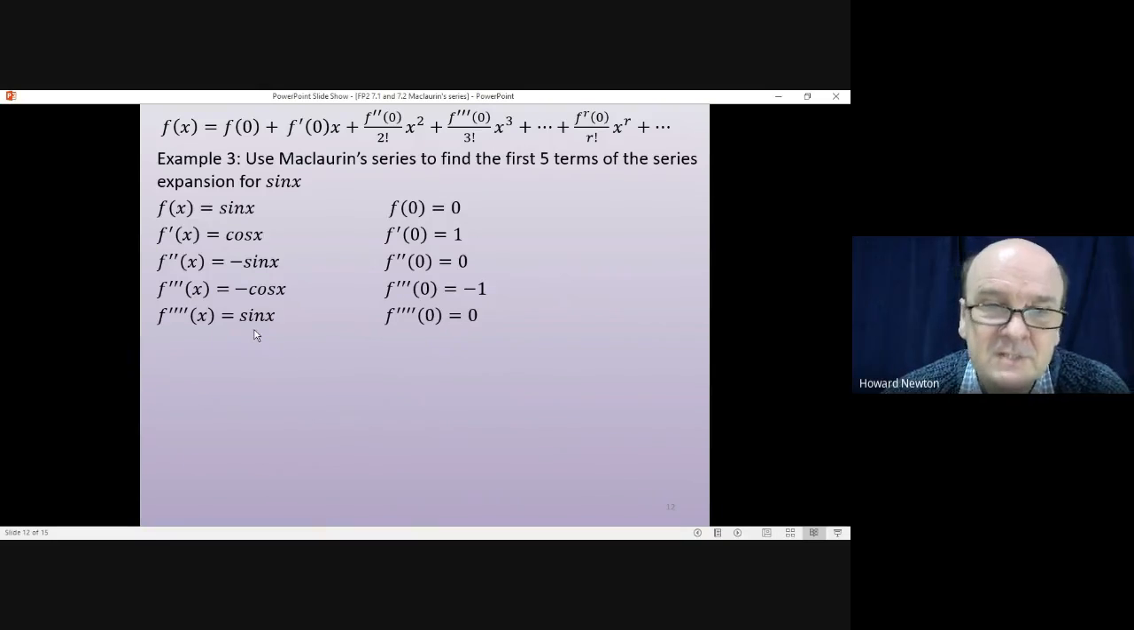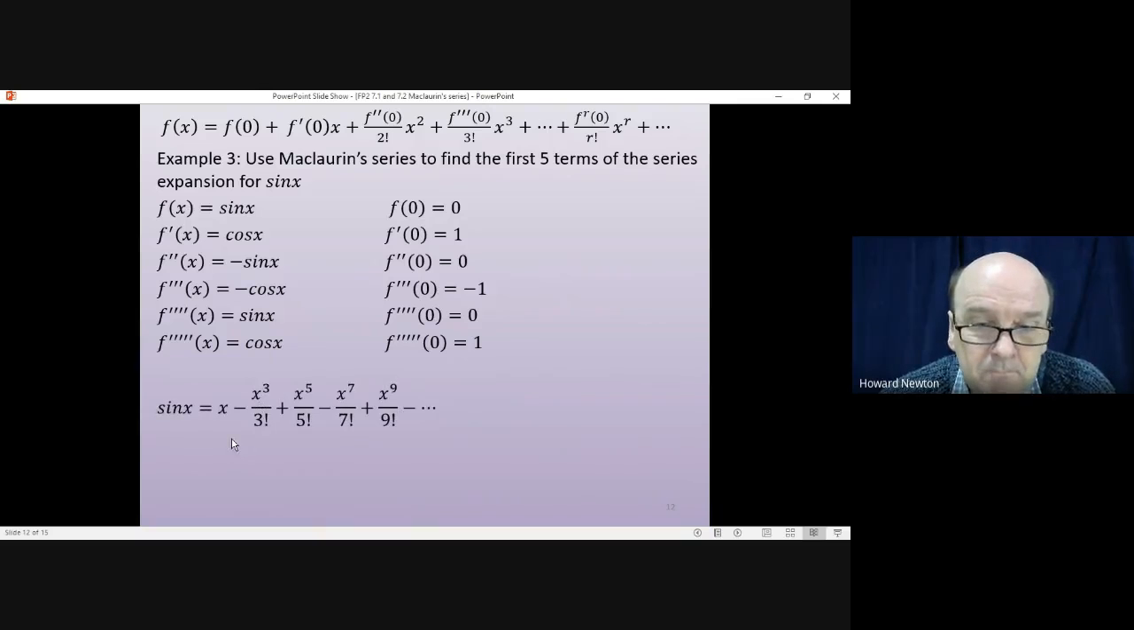The fourth differential is sine x again. I'm back at the beginning. And the fourth differential is 0. And then this pattern will just repeat. So the fifth differential is cos x and so on.